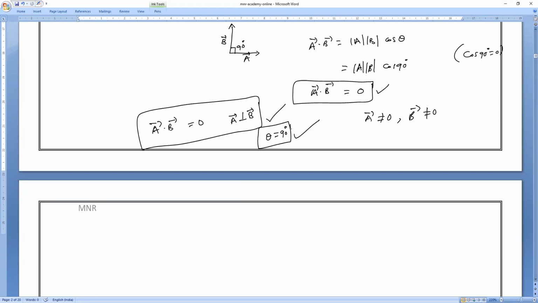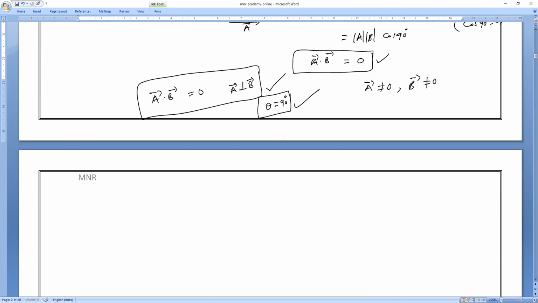So we'll proceed further. Then orthogonal unit vectors. We all know orthogonal. I already taught you the meaning of ortho. Orthogonal means perpendicular. Is it right or wrong, all of you?